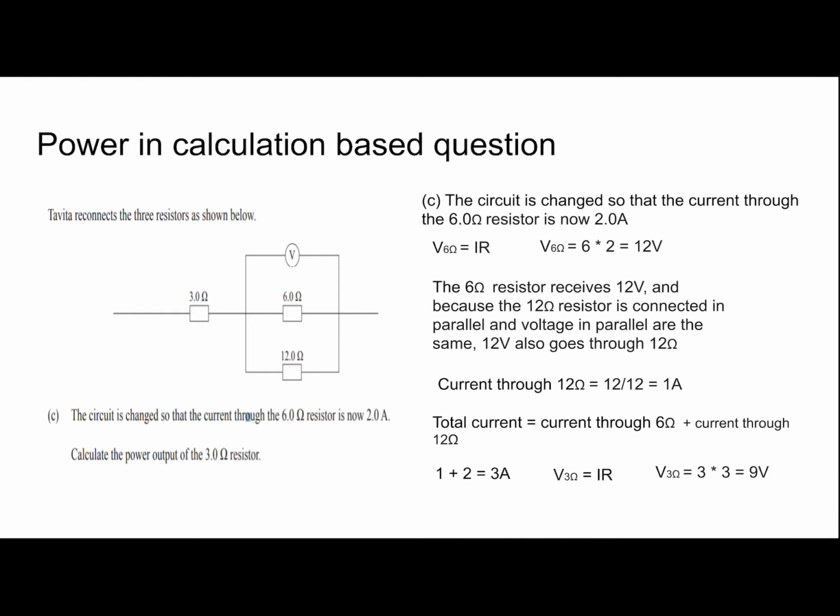And now our final step is using P equals IV. P equals IV, and then we can finally use P equals 3 times 9, which is 27 volts. No, what am I saying? 3 times 9 is 27 watts, and that's your final answer. And this is an excellence level calculation question, so just getting this question right will get you an excellence grade.